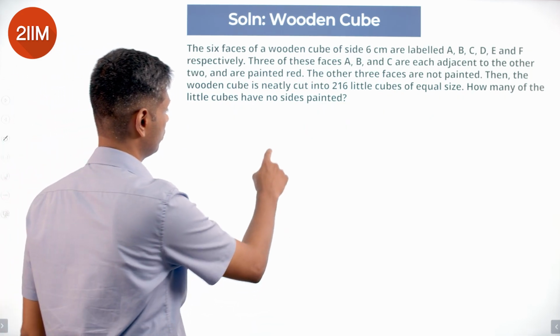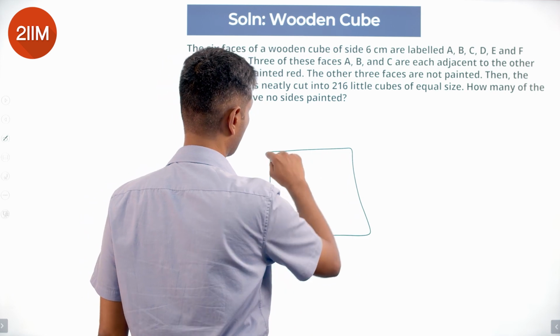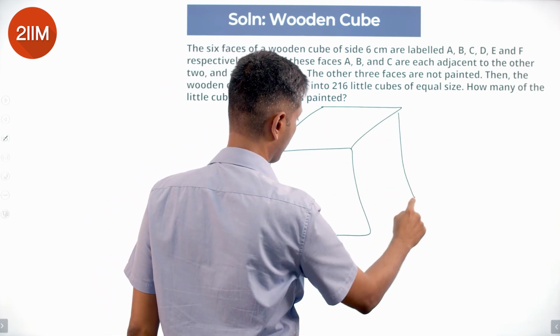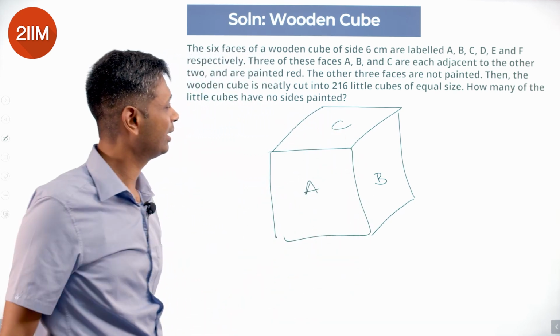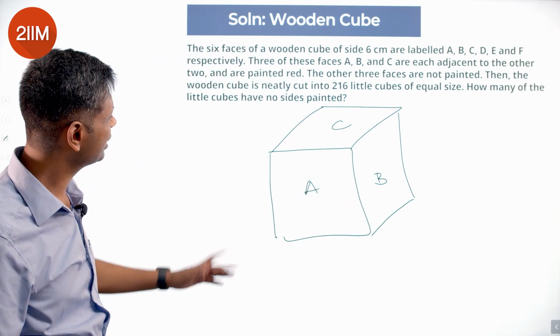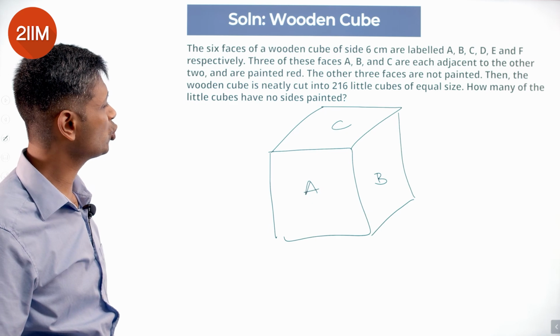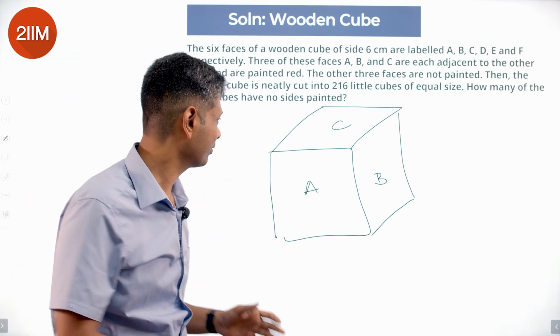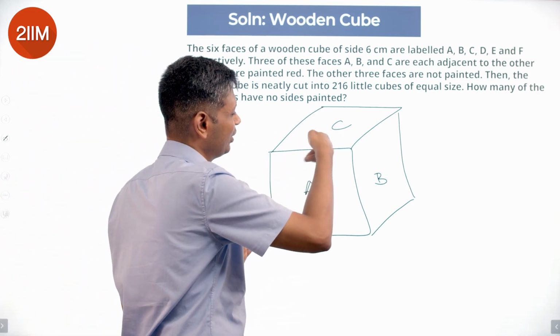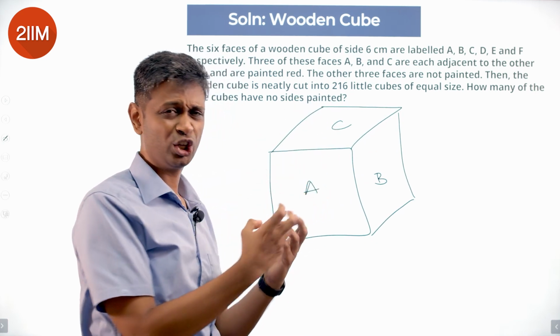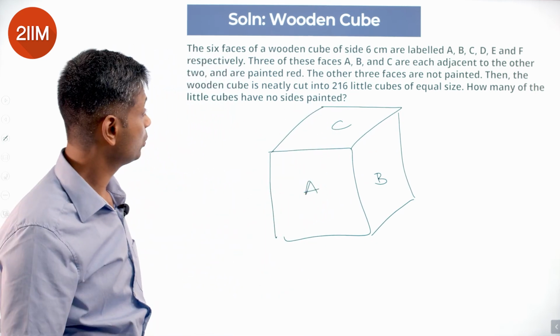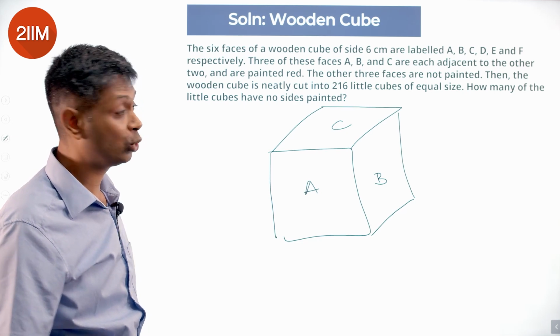Excellent question. I don't want to draw this. Let's say this is A, this is B, this is C. Right? This is 6 by 6 by 6. We are breaking it into 216 little cubes. We are breaking this into 6 lines, 6 lines, 6 lines, and then 216 cubes emerge, okay? Which is nice. How many of the cubes have no sides painted?